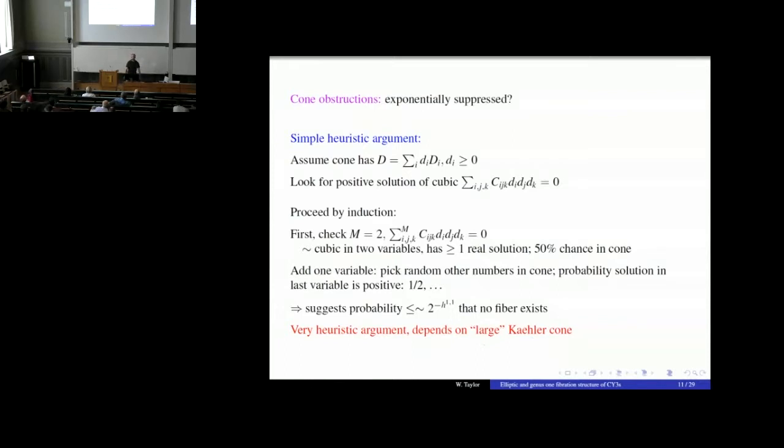If it doesn't satisfy the cone condition, then we add a variable. We pick the first 2 numbers to be in the cone. We check for the third one, which again has at least one solution. Again, there's a probability of 50% that it's going to be in the proper cone. So this heuristic argument suggests that the probability that you don't have a solution in the proper cone should drop as 2 to the minus h11, so that it should become exponentially less likely. Yes?